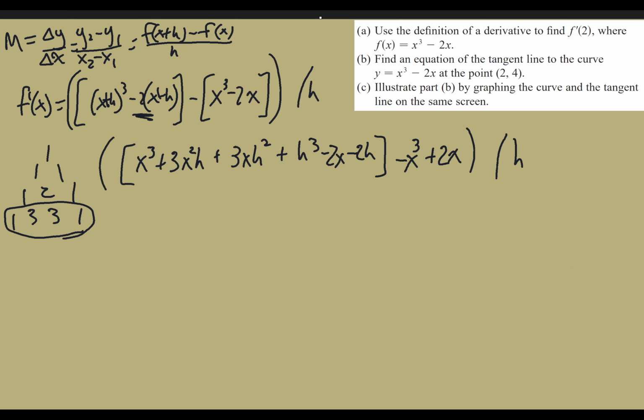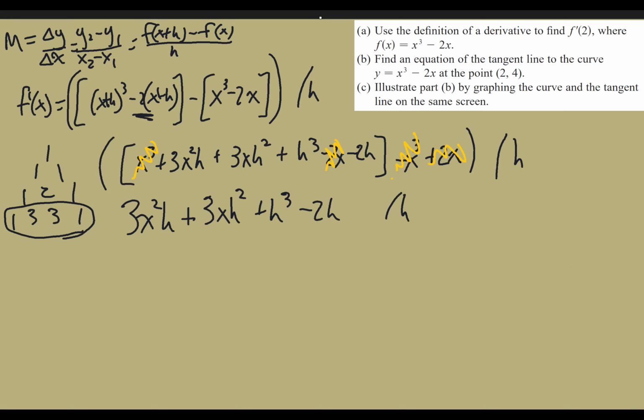So, favorite part, let's do some cancel. Negative x cubed and positive x cubed cancel. 2x cancels, negative 2x cancels. Who's left? Who you got? 3x squared h plus 3x h squared plus h cubed minus 2h. And all this is going to be divided by h.